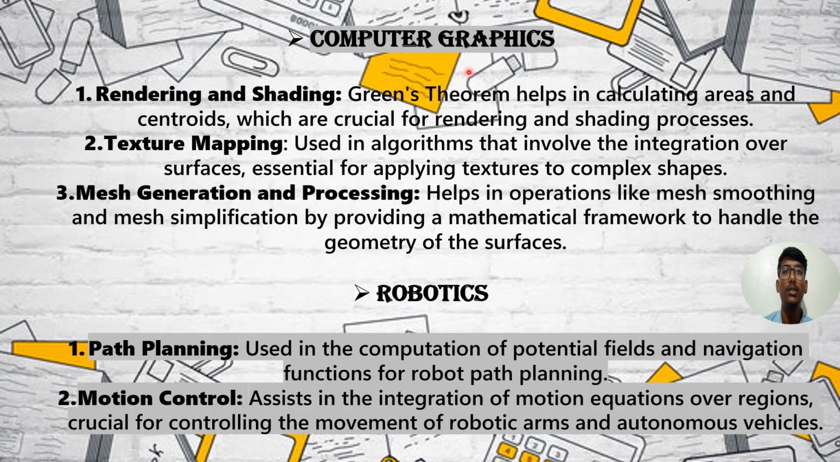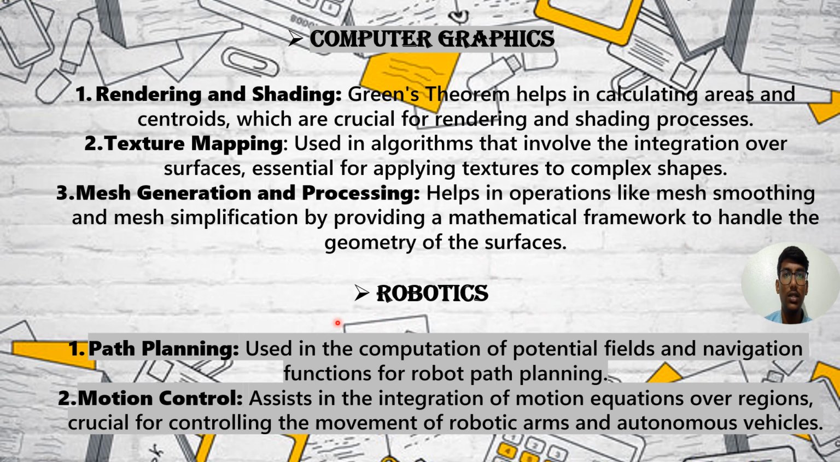See the applications of Green's theorem. Rendering and shading: Green's theorem helps in calculating areas and centroids, which are crucial for rendering and shading processes. Texture mapping: used in algorithms that involve integration over surfaces, essential for applying textures to complex shapes. Mesh generation and processing: helps in operations like mesh smoothing and mesh simplification by providing a mathematical framework to handle the geometry of the surfaces.